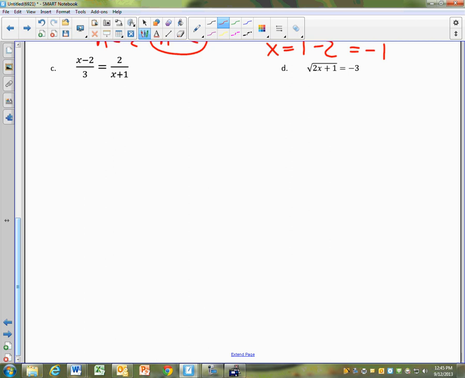Okay, what if you get something like C, where you got 2 fractions that are equal to each other? Instead of doing what we did before, we could do a nice, easy thing. What's it called? You got a fraction equal to a fraction. I can cross multiply. Thank you, Taylor. And if I cross multiply, I get 3 times 2 is 6. And x plus 1 times x minus 2 is x squared minus x minus 2. This is to the second degree. How do you solve second degree equations? Set it equal to?